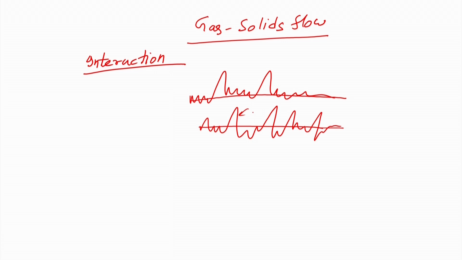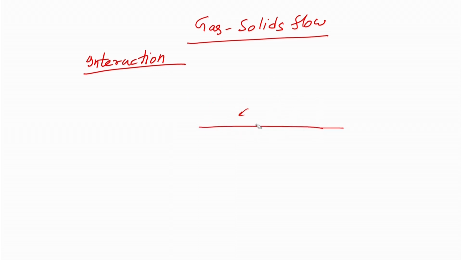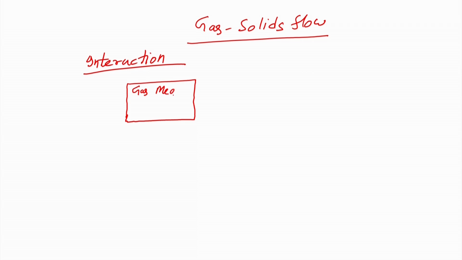This will be true for gas, and this will be true for the solids too. Or I will say this will be true for the fluid and this will be true for the solid too. So, the interaction will also be at two levels, one at the mean level and another at the fluctuation level. So, what am I going to do? I am going to make four compartments and I am showing this as gas mean motion, and then gas will also have, because it is a turbulent flow, a fluctuation motion.